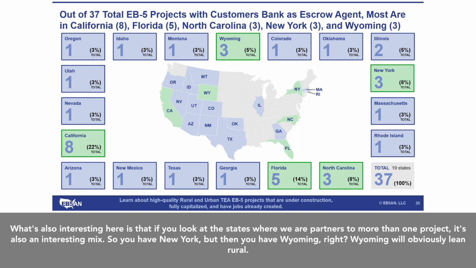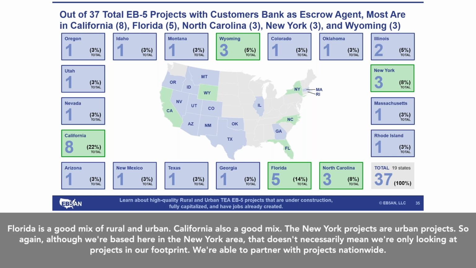What's also interesting here is that if you look at the states where we are partners to more than one project, it's also an interesting mix, right? So you have New York, but then you have Wyoming, right? And Wyoming will obviously lead rural. Florida, there's a good mix of rural and urban. California, also a good mix. The New York projects are urban projects. So again, although we're based here in the New York area, that doesn't necessarily mean we're only looking at projects in our footprint. We're able to partner with projects nationwide.